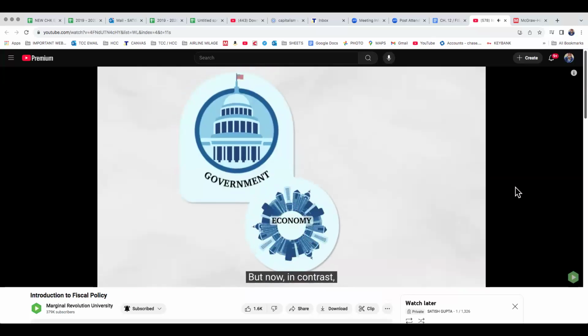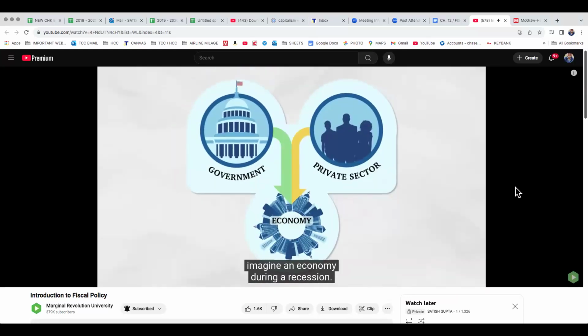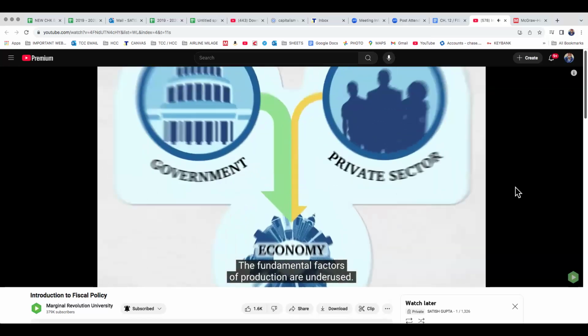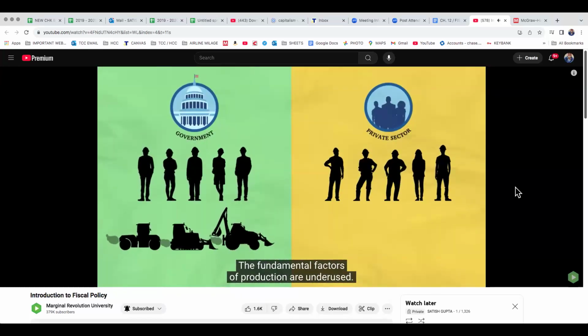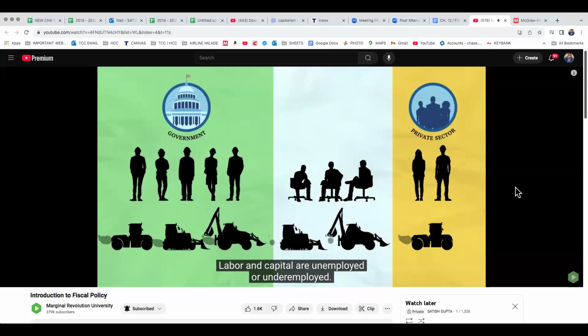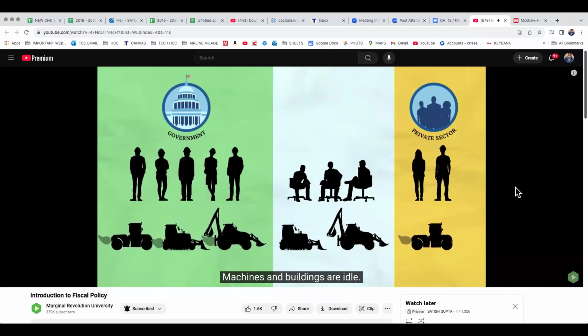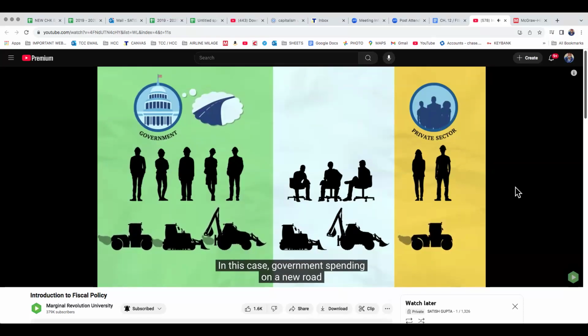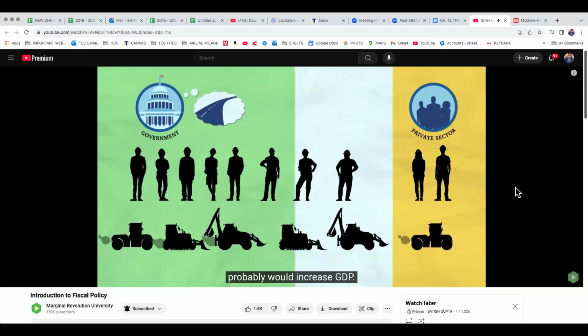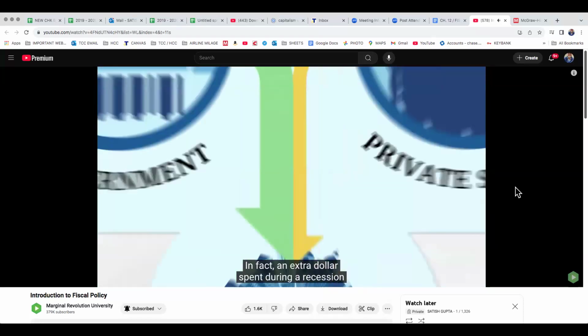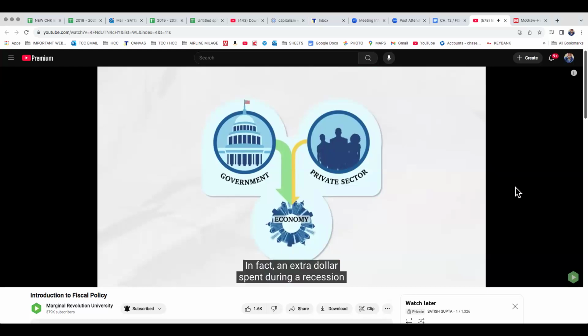But now, in contrast, imagine an economy during a recession. The fundamental factors of production are underused. Labor and capital are unemployed or underemployed. Machines and buildings are idle. In this case, government spending on a new road probably would increase GDP. In fact, an extra dollar spent during a recession might even increase GDP by more than a dollar.